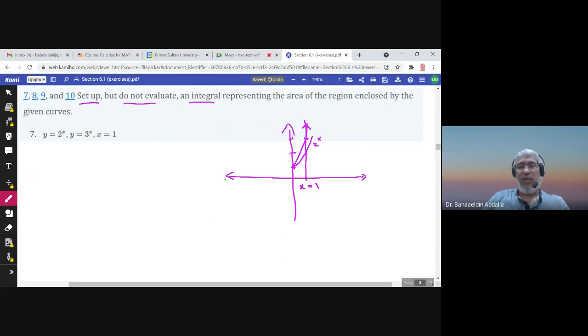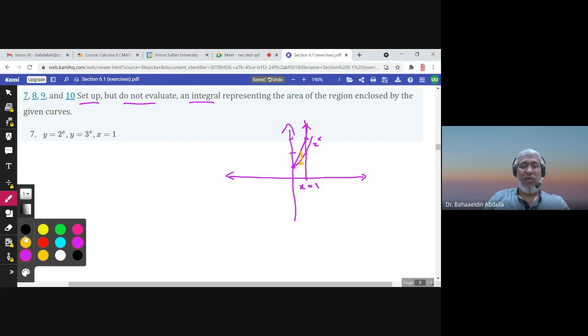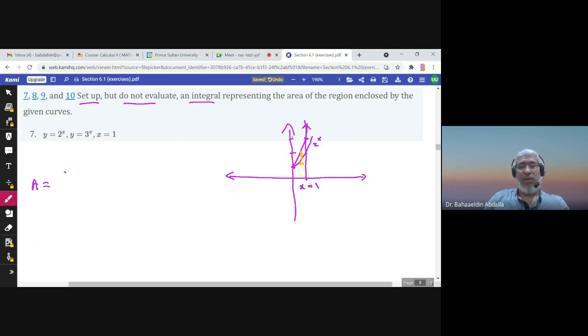Well, you can notice that if you take a vertical rectangle with width delta x, then always 3 to the power x is above 2 to the power x in this region. So the area would be the integral of 3 to the power x minus 2 to the power x, dx, where x is from 0 to 1. So this will give you the area of this region.